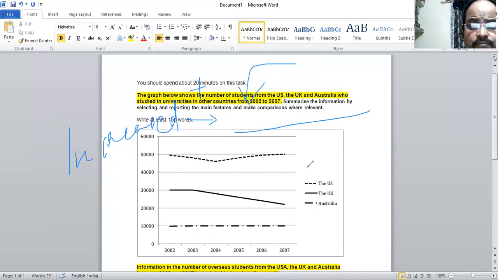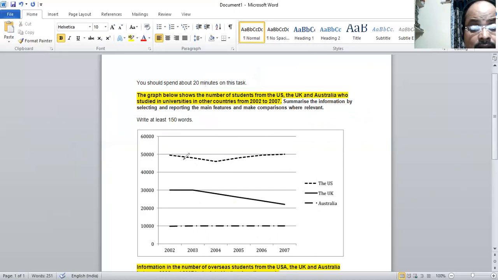If I am using decreased, I can say decreased dramatically, decreased drastically, decreased abruptly, minimally, merely. I can say a lot of vocabulary. This is something very crucial, I would say. In this particular line graph, we don't have a complex line graph. We have a very simple line graph here.